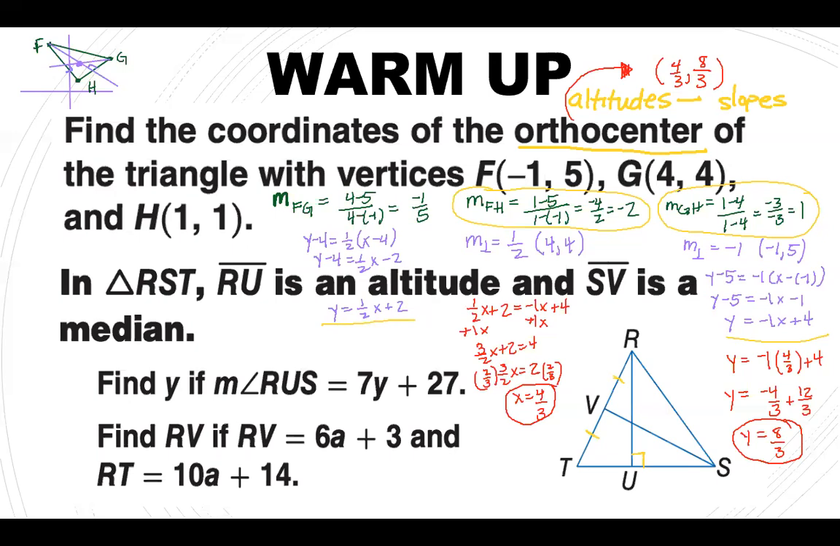So it says find y if the measure of angle RUS is 7y plus 27. Well, here is RUS right here where I drew my right angle. So that means that 7y plus 27 has to be equal to 90. So 7y is equal to 63. So y is equal to 9.